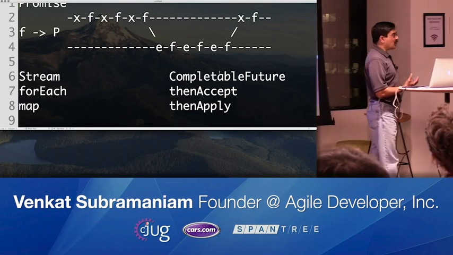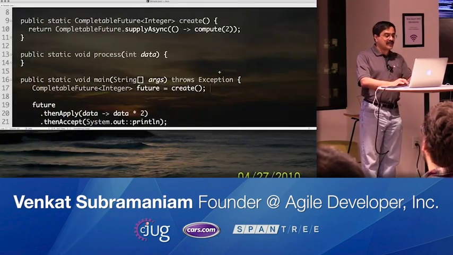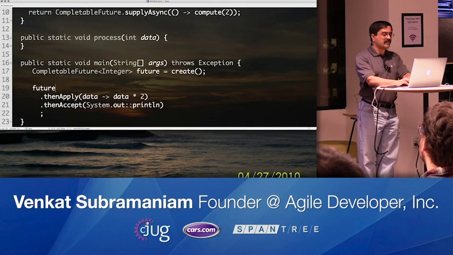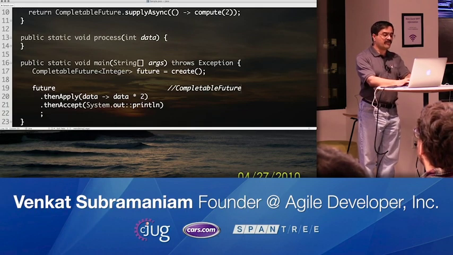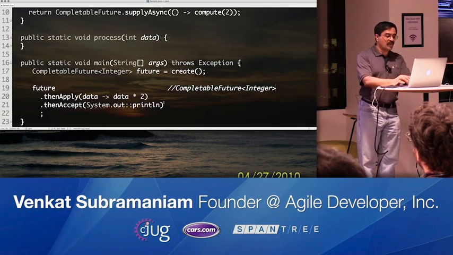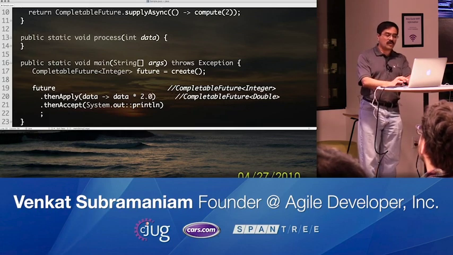Well, but why would you want to deal with no data in a completable future? The reason is you have a completable future right here. What is the type of the completable future in here? This is a completable future of integer in this particular example. What does this give you in return? This is a completable future of double if I were to say dot 0 right here.